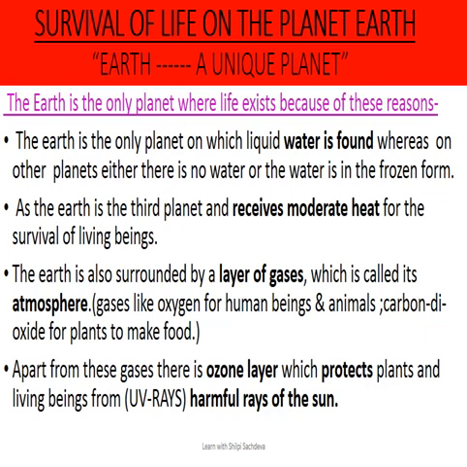The Earth is the third planet from the Sun and receives moderate heat for the survival of living beings. The Earth is also surrounded by a layer of gases which is called its atmosphere. Apart from these gases, there is the ozone layer which protects plants and living beings from the very harmful rays of the sun, that is ultraviolet rays.